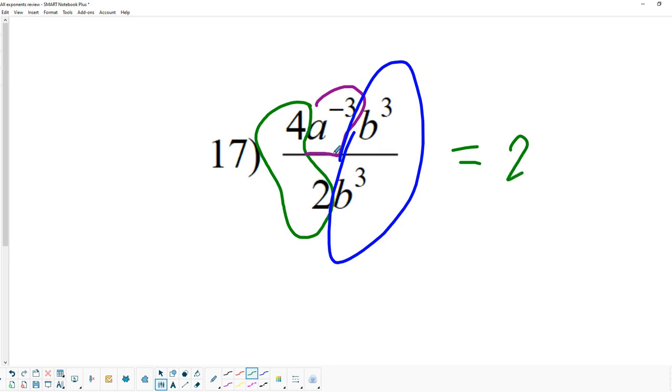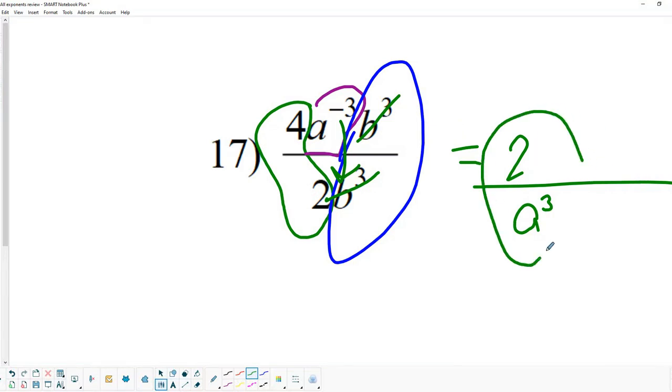And then as far as the b's are concerned, well, we'll go with the a first. We have an a to the -3rd power. And we know from the negative exponent property that we can move that to the denominator. And that will become a to the 3rd power in the denominator. Then our b to the 3rd powers are equal to each other, so they actually cancel each other out. They simplify to 1. So our final answer is 2 over a to the 3rd power.